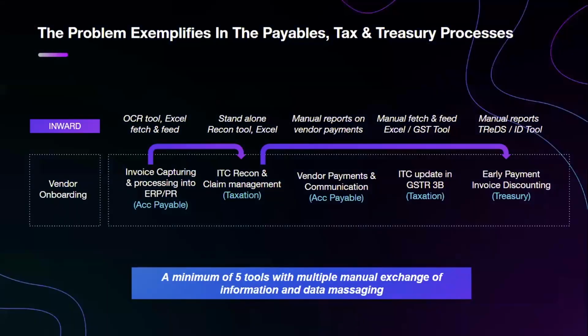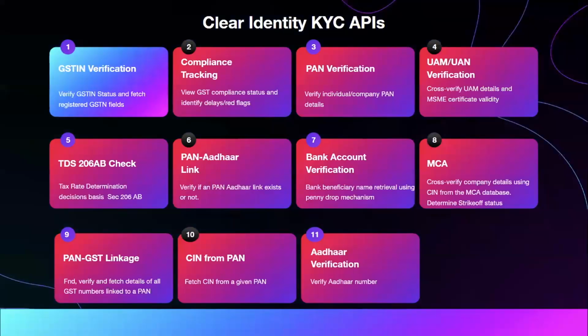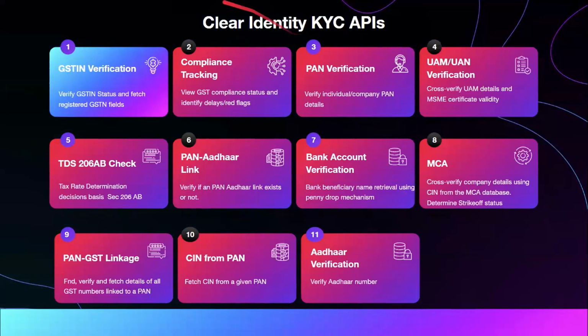Secondly, we also have certain APIs available, right, which can be used for KYC. So we call them Clear Identity KYCs. So you can use these APIs for vendor onboarding, doing checks on such vendors at the time you onboard them, or on your existing vendors, you can check their GST and verification, say on a half-yearly basis, quarterly basis, or annual basis.